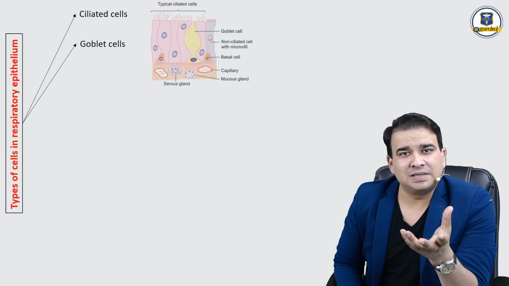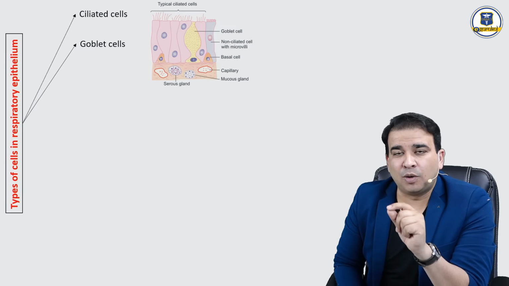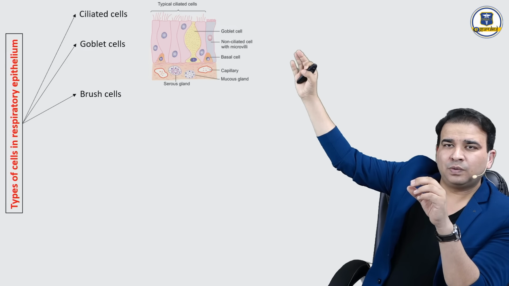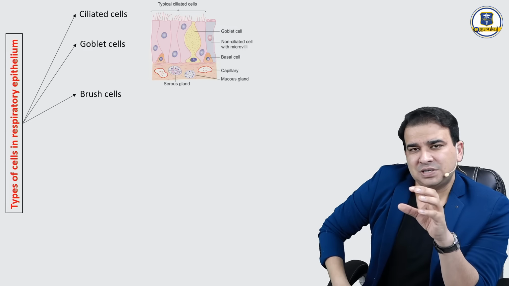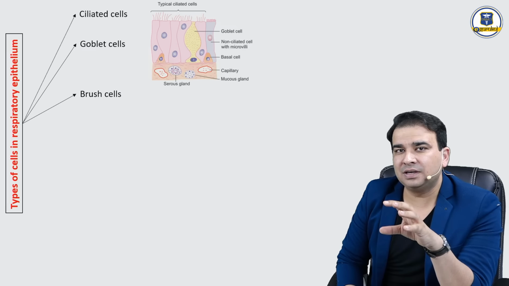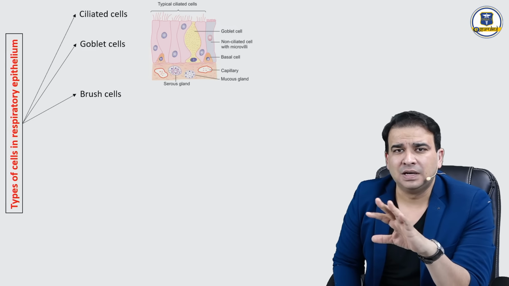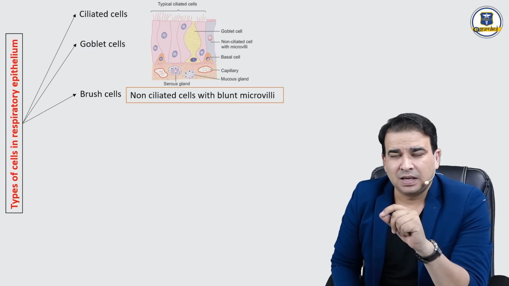Then we have the goblet cells, obviously the mucus secreting cells, which are also seen. The third type of cell that we'll see in the lining is the brush cells. Now, as you can see in the schematic picture, the ones shown in blue, the brush cells, do not have cilia, but they have blunt microvilli present over them, and that's why we call them the brush cells.